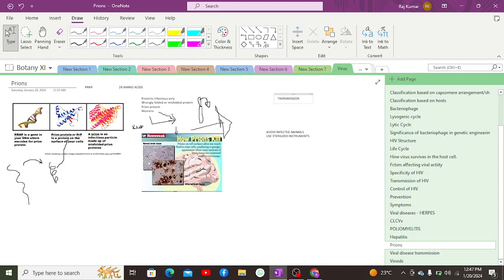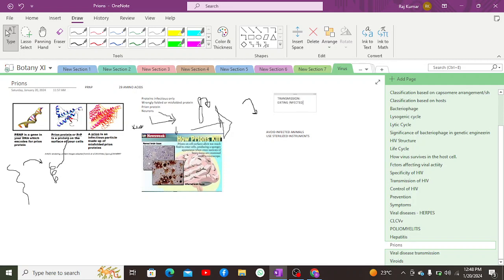Sorry, I forgot to tell that these are caused by eating infected animals which have prions within their brain, such as cow. Mad cow disease is not caused in humans, but if we eat a cow with mad cow disease, it can lead to development of prions within our body as well. So eating infected animals can cause it.